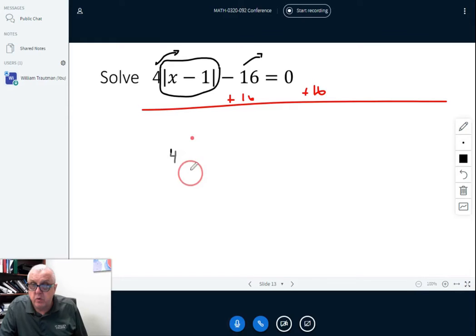I'm left with 4, absolute value x minus 1 equals 16. Now I'm going to divide by 4 to get rid of that 4. Divide by 4, divide by 4.